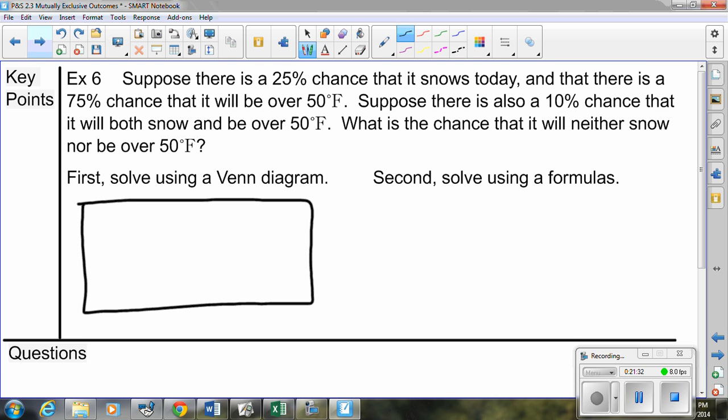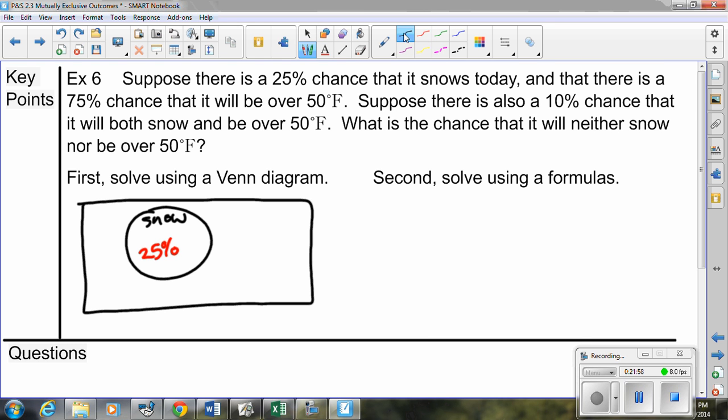Well, it might snow. So we'll put in a circle for snowing. What's the probability that it's going to snow? Probability that it snows is 25%. That tells us if we add up everything inside, it's got to be a grand total of 25 inside this circle.